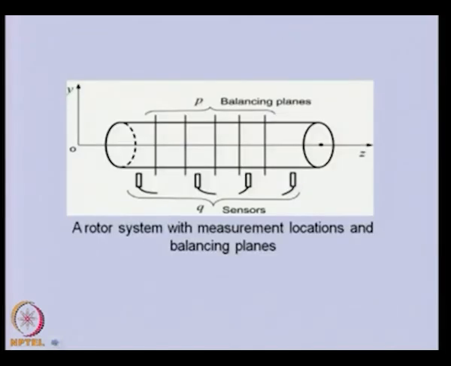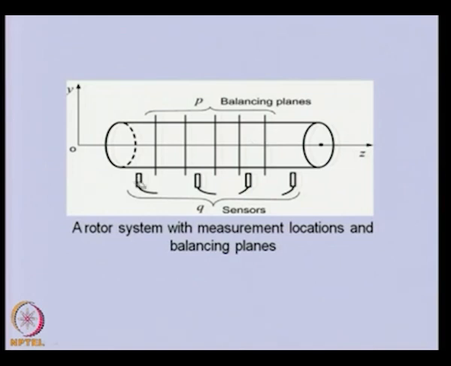So, for the balancing purpose, let us say we have a rotor system in which we have p number of balancing planes. That means we want to balance p number of modes, and these balancing planes we have chosen arbitrarily here, but even the choice of the balancing plane is important. Obviously it should not fall in the place where the nodes are present, otherwise whatever mass we put on this plane will be ineffective.